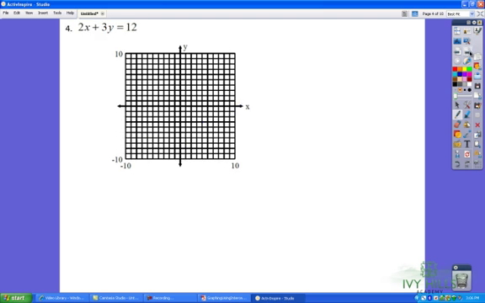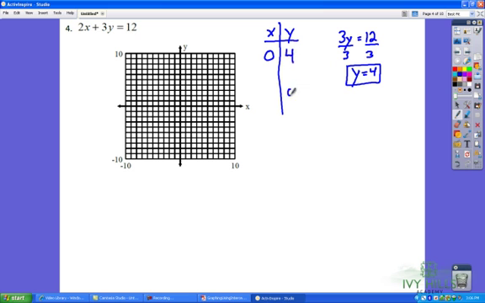Number 4. 2x plus 3y equals 12. Again, making an xy chart with an x value of 0. That will help me find my y-intercept, so I'll be solving 3y equals 12. If I divide both sides by 3, that would give me a y-intercept of 4. And if I make y 0, I will be solving 2x equals 12. If I divide both sides by 2, that would give me an x-intercept of 6.